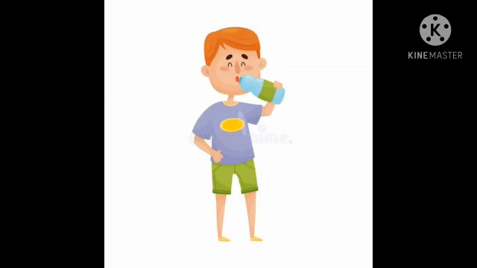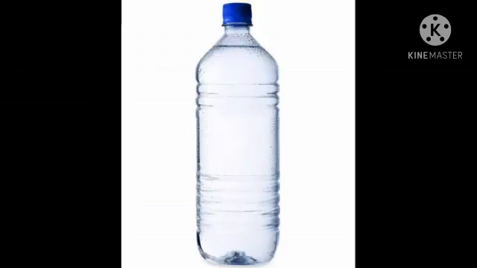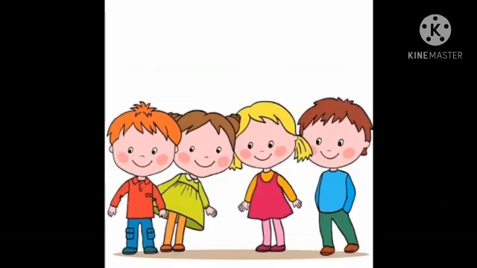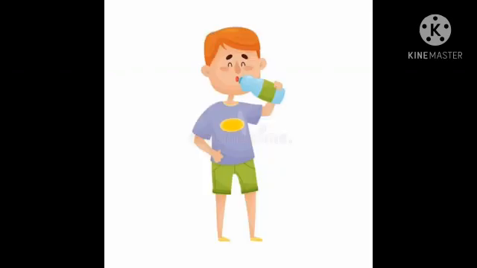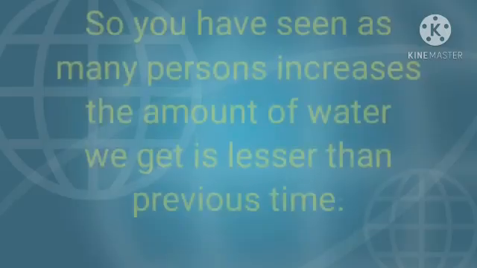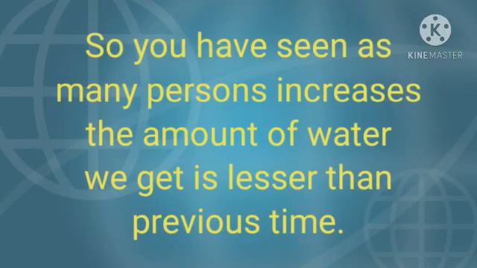Now, fill the third bottle. Imagine that 4 other children are there with you to share that water. Now you will have to divide the water in the bottle with them. Now see how much your share of the water is. Is the amount of water you had this time less or more? So you have seen that as the number of people increases, the amount of water we get is less than the previous time.